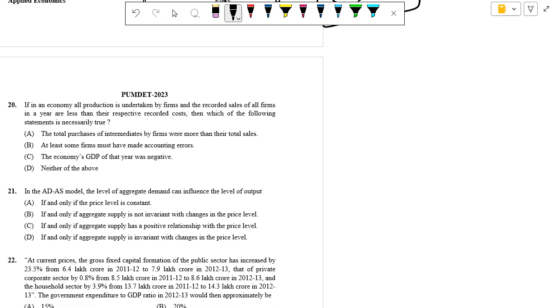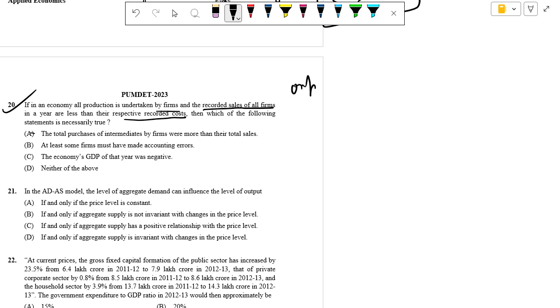Next is 20. If in an economy all production is undertaken by firms and the recorded sales of all the firms in a year are less than their respective recorded costs, then which of the following statements is necessarily true? So in this case, if the recorded sales of all the firms in a year are less than their respective costs, it implies that the total value of the output produced exceeds the total value of the goods sold.